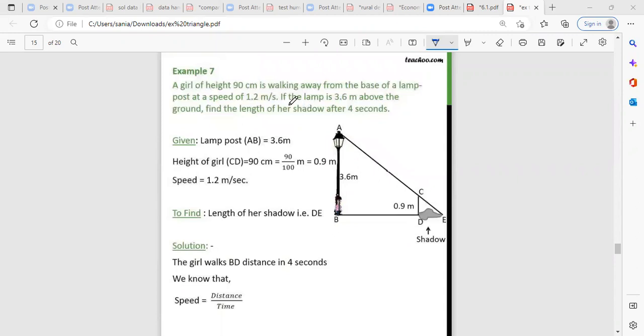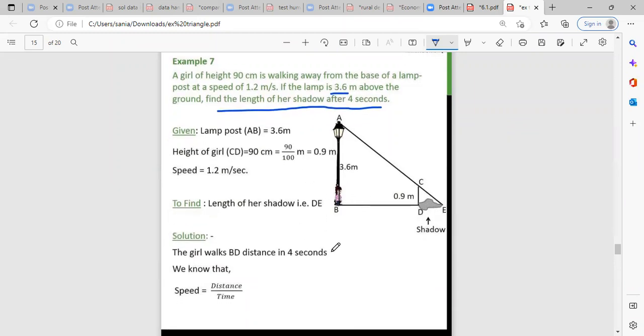Okay, teacher. So a girl of height 90 centimeter is walking away from the base of the lamp, okay, this base means below it, at the speed of 1.2 meter per second. If the lamp is 3.6 meter above the ground, find the length of the shadow after 4 seconds. So basically she is here, so of course the shadow will be here, right? And you have to find the length of her shadow. Clear? Yes, teacher.